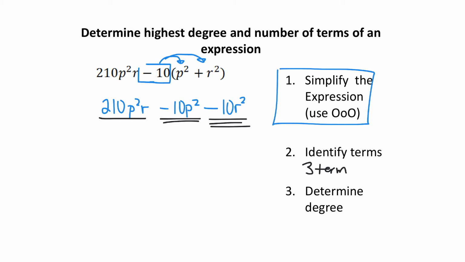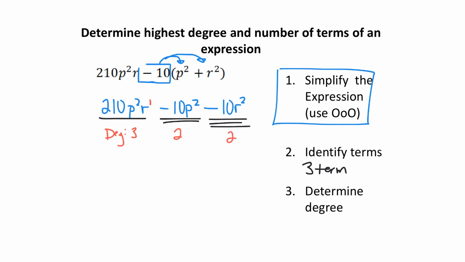And then we're going to determine the degree. So again, the only thing that contributes to this is the variables, has nothing to do with the numbers. We're going to write any hidden exponents that we have. So we have an exponent of 1. So 210 p squared r has a degree of 3 because we have basically a p squared and an r. So we have 3 total variables that are part of that term. This one has a degree of 2 because we just have a p squared, and then this last one is r squared, so that also has a degree of 2.